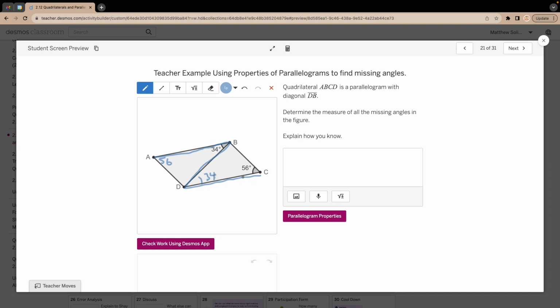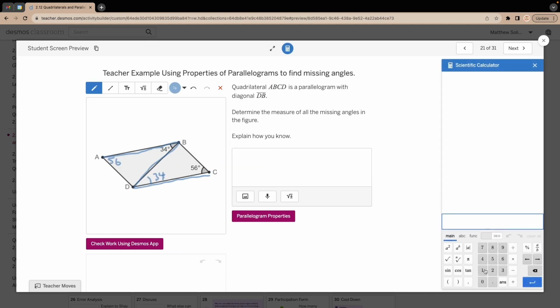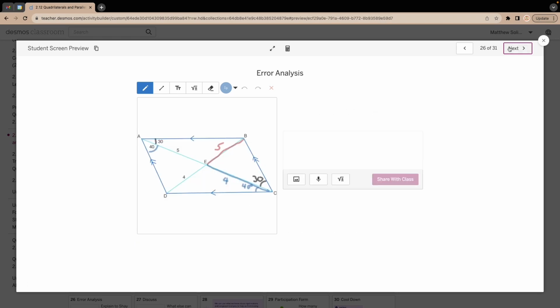Then I see I have a triangle here. So I'm going to do a triangle sum theorem. 180, I'm going to take away 34, and I'm going to take away 56 to see what's left. It's 90. So this angle is 90, and then alternate interior, this one's also 90. All right, so go to the cool down, try a couple on your own.